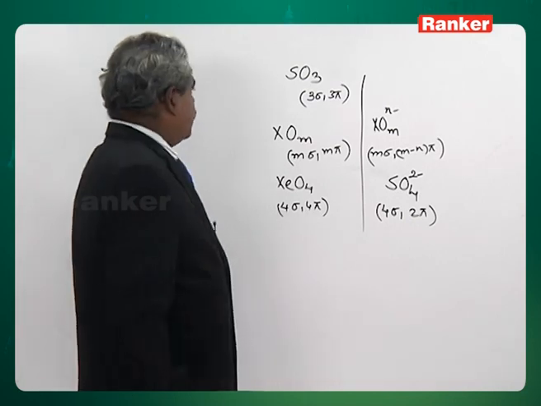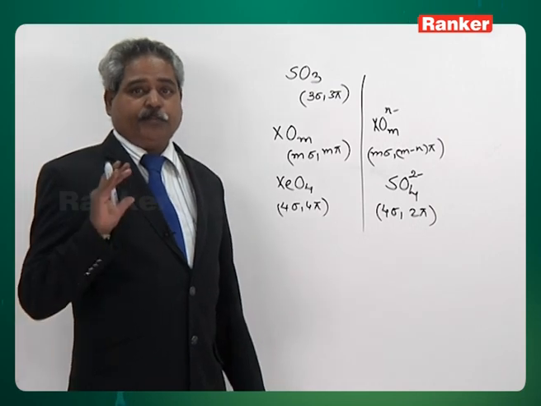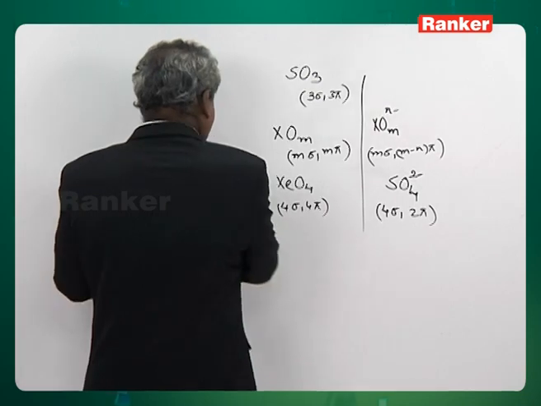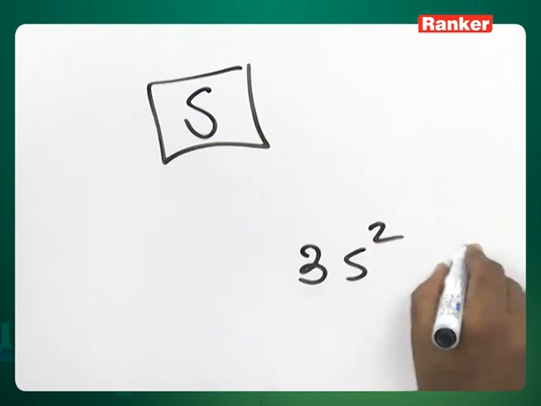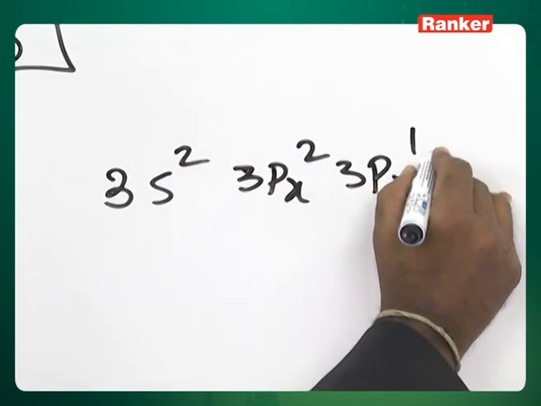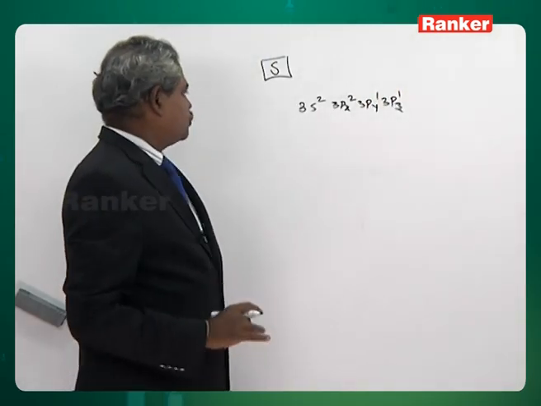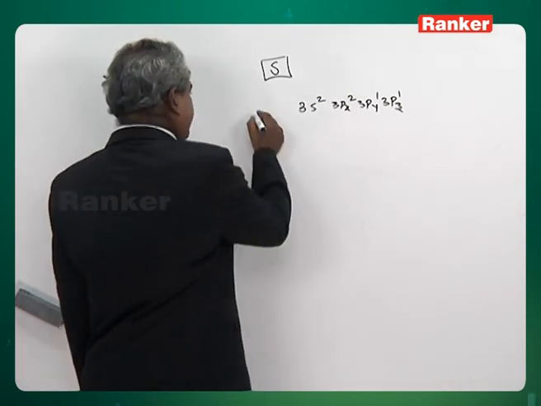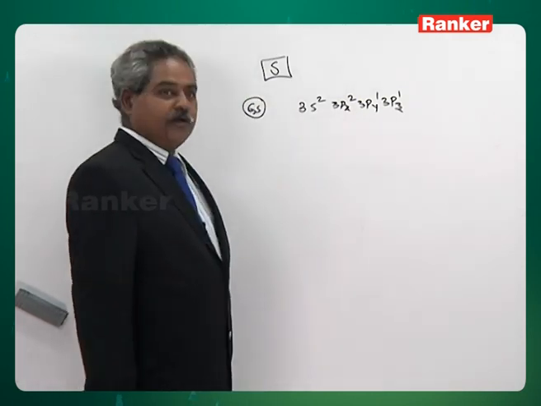Now, SO3, since you already know it is 3 sigma 3 pi, total 6 bonds. What's important for me is the total number of bonds, a total of 6 bonds. Sulfur, the ground state electronic configuration goes like this: 3s2, 3px2, 3py1, 3pz1. This is the ground state electronic configuration of sulfur.